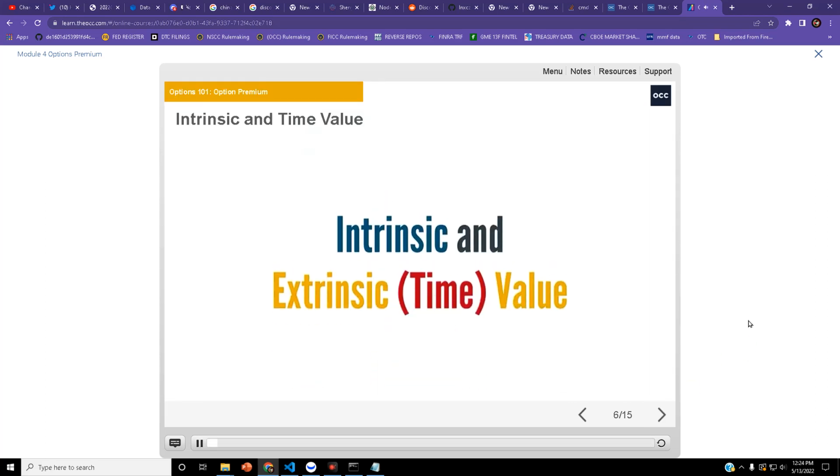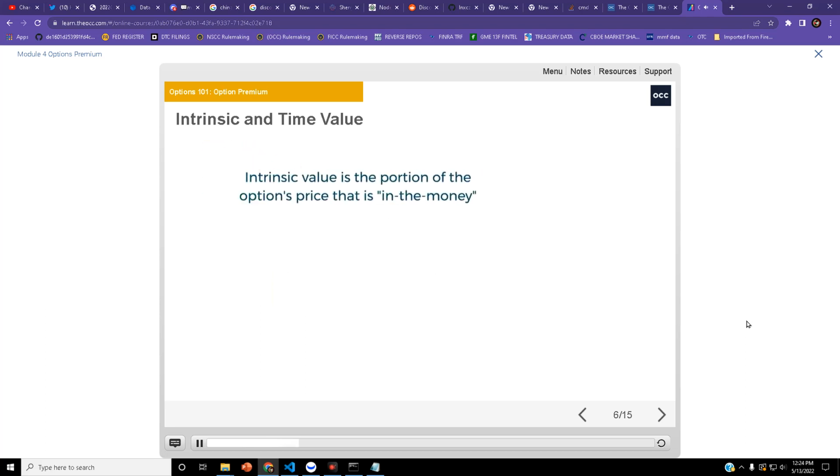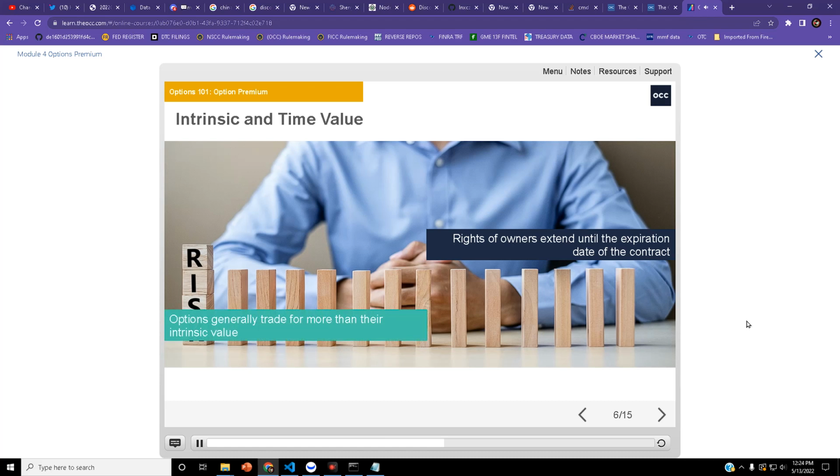An option's premium consists of two components: intrinsic value and extrinsic value, commonly referred to as time value. The amount by which an option is currently in the money is called its intrinsic value. Equity options will generally trade for at least their intrinsic value. However, because options have a lifetime, and the rights conveyed to their owners to buy or sell stock at the exercise price extend until the expiration date of the contract, options will generally trade for more than this amount.